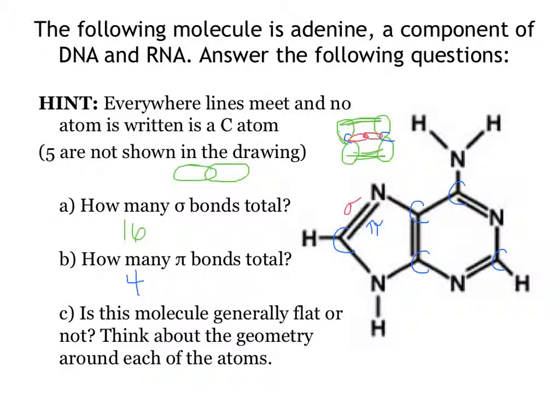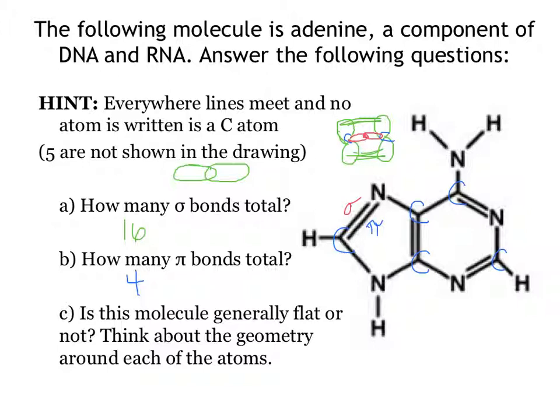Okay, so let's talk about the next part of this. Is this molecule generally flat or not? When I talk about the molecule being flat, I'm talking about its molecular shape. You guys remember talking about tetrahedral or bent or trigonal planar, trigonal pyramid, things like that. So what I want you to think about is at each of these atoms here, what is the shape around it? If I start with the nitrogen up here in the corner, what can you tell me about the shape around that nitrogen?